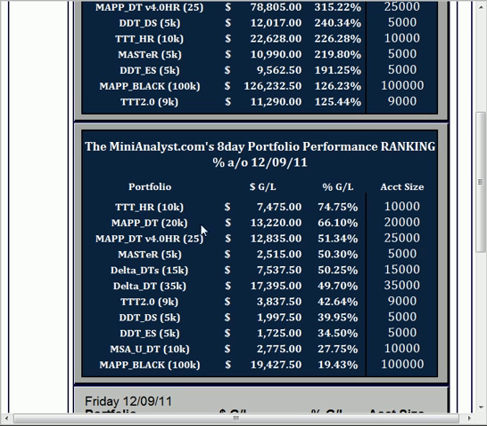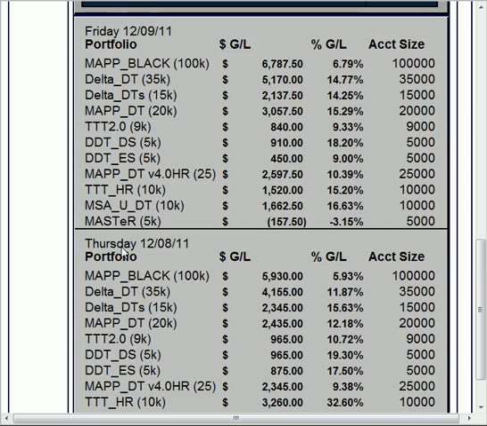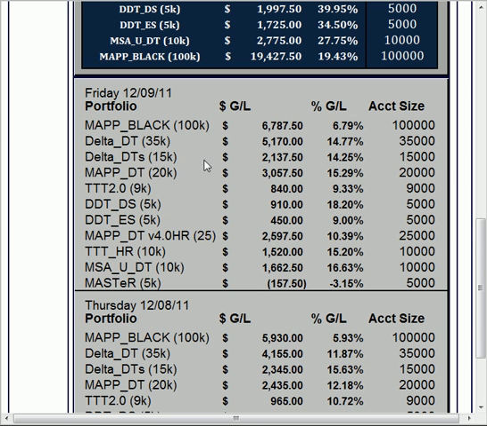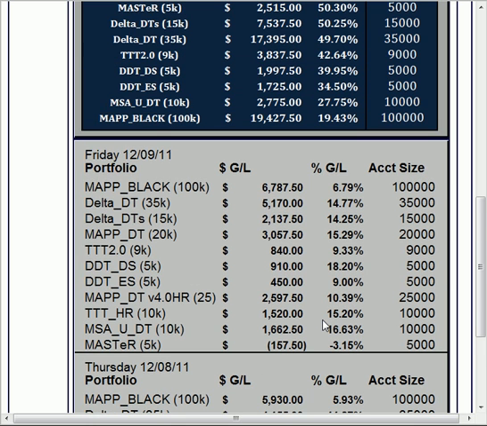The TTHR actually has been the leader with a 75% gain in real-time tracking. And you see over the last couple of days why: TTHR up 33% on Thursday. MSAUDT was up about 8.5%, MAPDT up 12%, 15%, and the Delta DTS about the same, consistent returns. MSAUDT was up 17% on Friday.